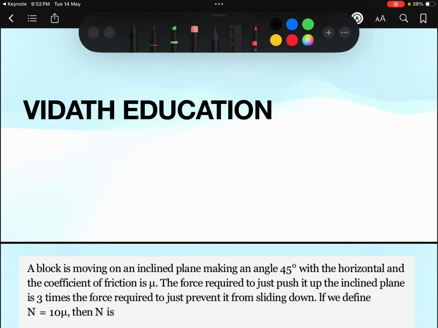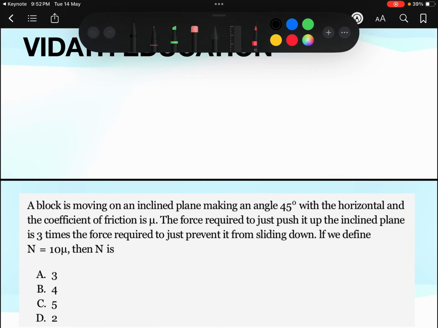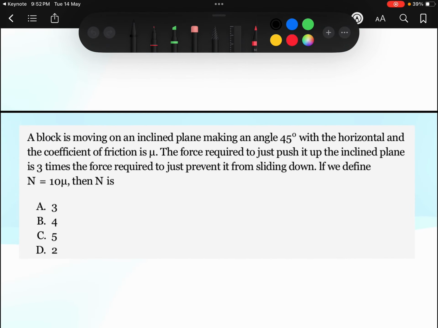So here is another question from IIT JEE PYQ. The question is from the chapter friction. Here is the question: a block is moving on an inclined plane making an angle 45 degree with the horizontal, and the coefficient of friction is given as mu.